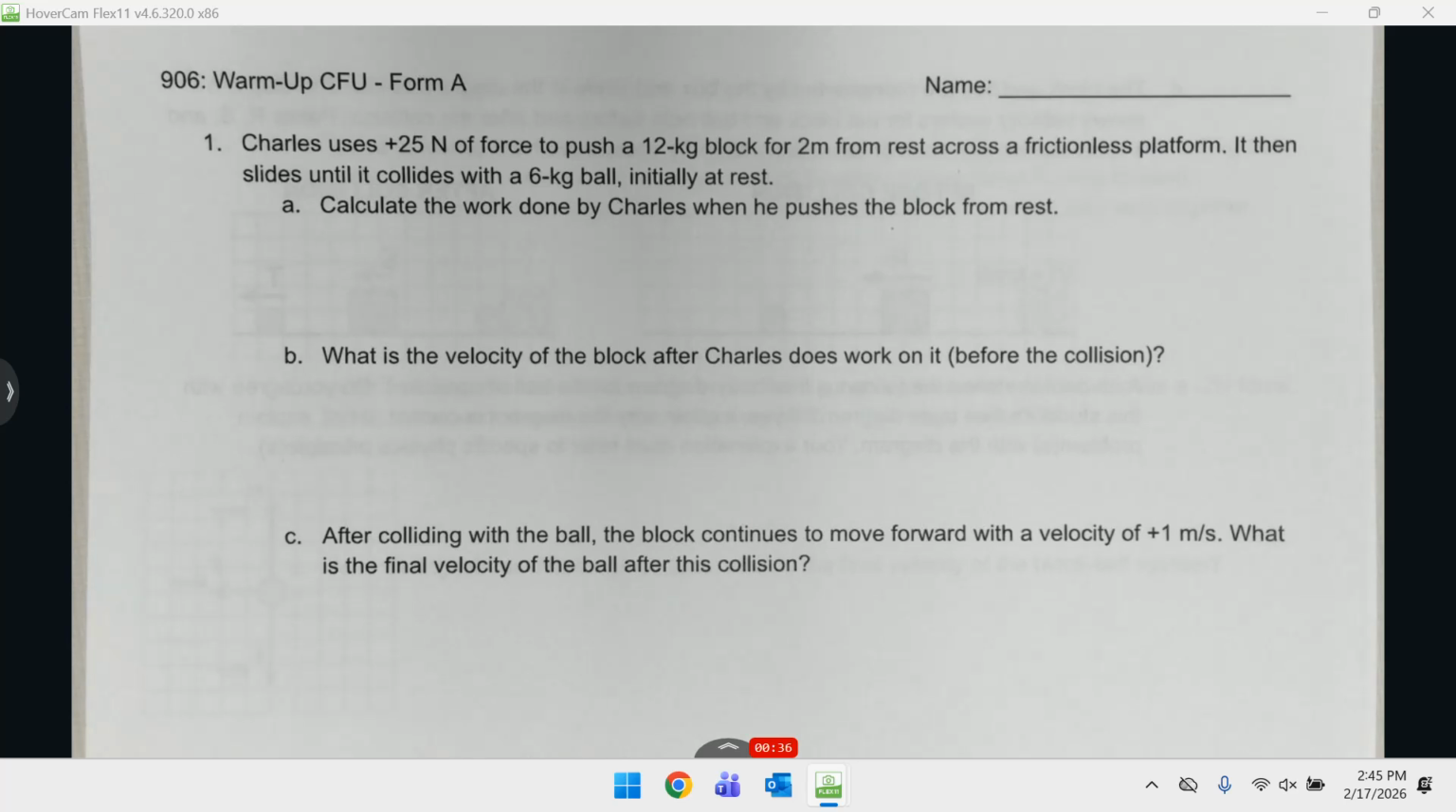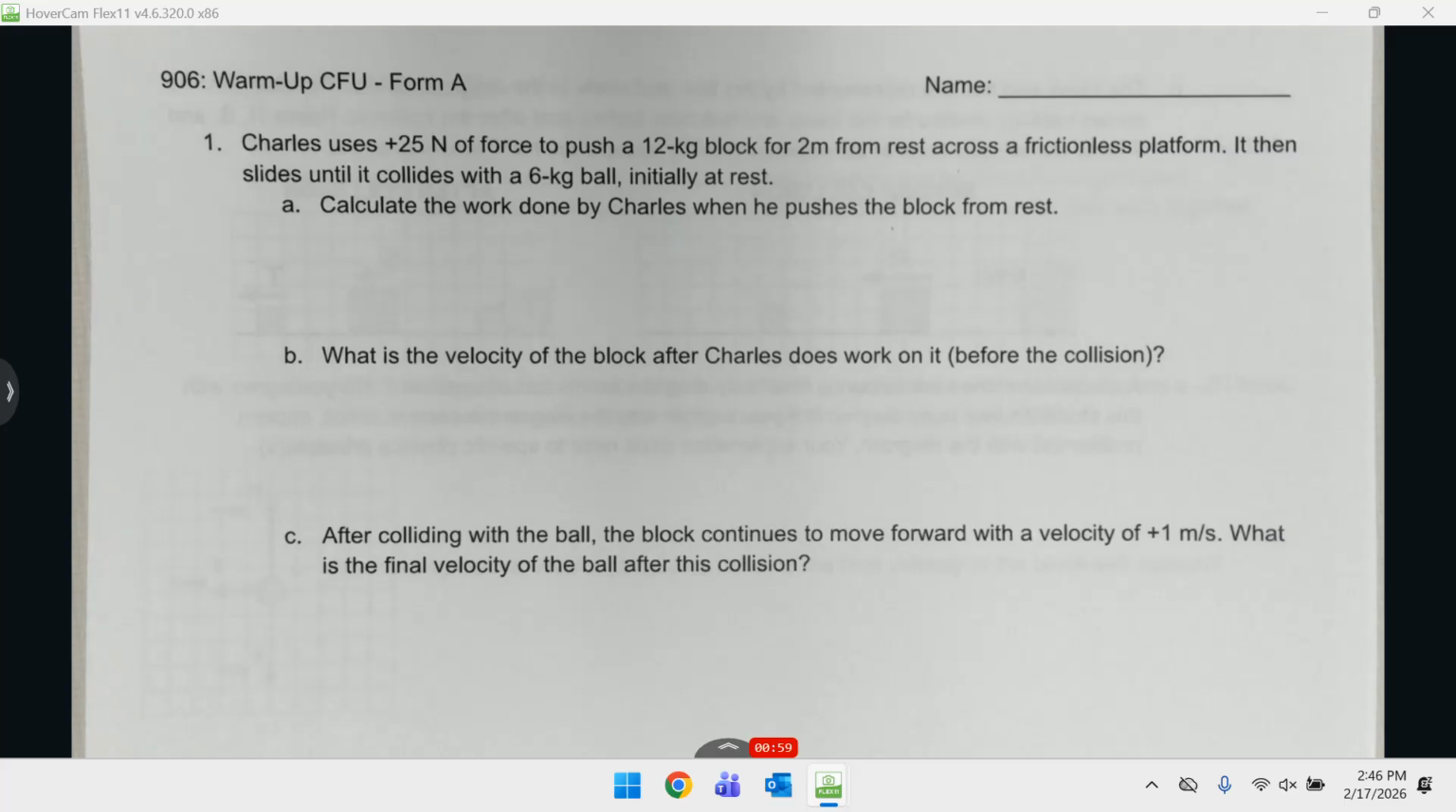Form A says, Charles uses positive 25 newtons of force to push a 12 kilogram block for 2 meters from rest across a frictionless platform. It then slides until it collides with a 6 kilogram ball initially at rest. Calculate the work done on Charles when he pushes the block from rest. That's part A. Obviously, we have other questions about the same scenario.